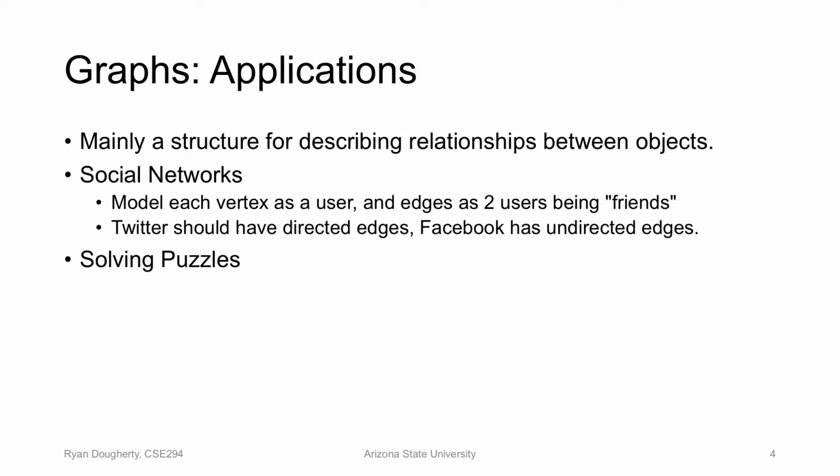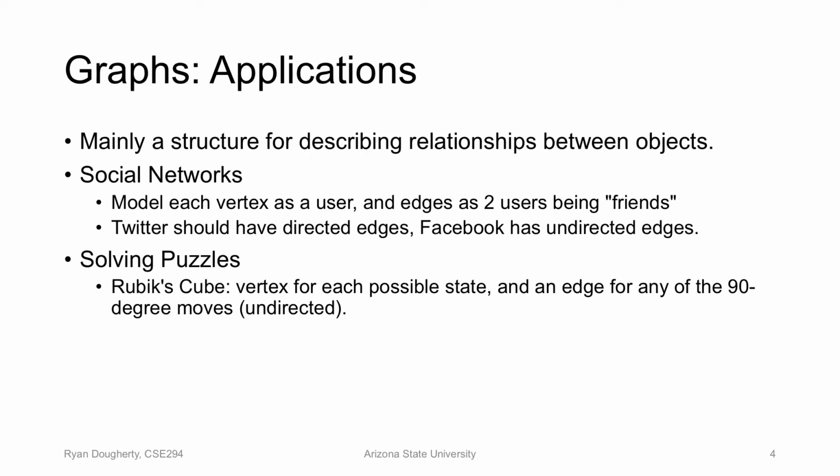Another one is solving puzzles. Everyone knows what a Rubik's Cube is. So you can model a Rubik's Cube solver graph where a vertex is every possible state that the Rubik's Cube could be in. So a solved state is one vertex, and then each of the possible turns represents a different vertex, and so on and so forth.